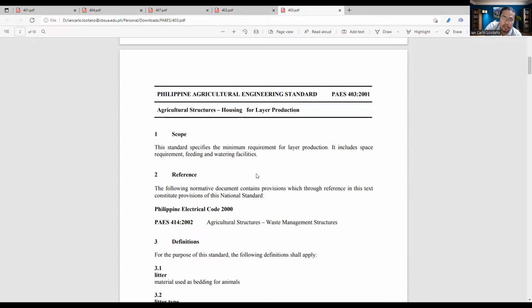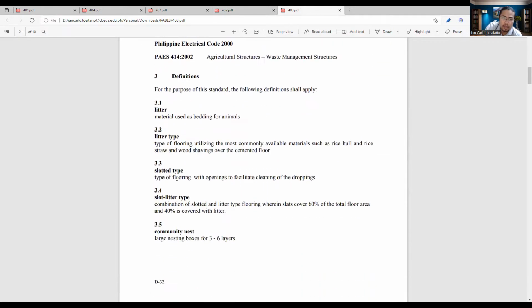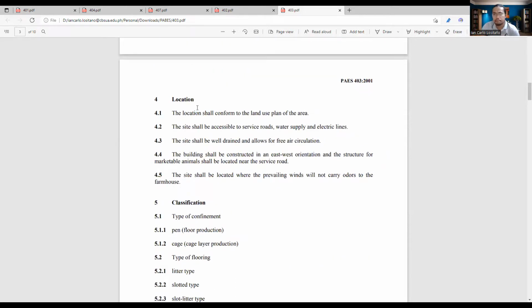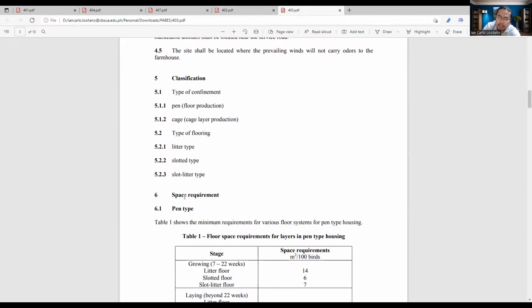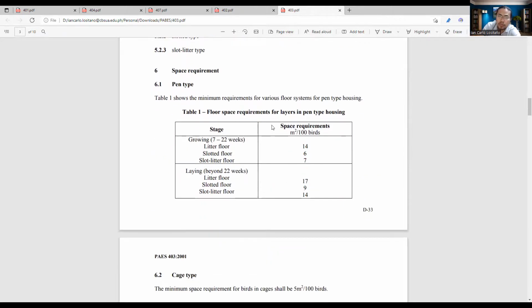Next stop is the housing for egg production, and again similar considerations, or mandatory requirements, for the location, but a different classification. You have the pen and the cage, because now instead of harvesting the chickens themselves for the meat, the eggs are harvested. So you have your pen and cage type, and then your type of flooring: litter, slotted, or a combination of the two. Now the floor space requirement differs from the previous one.